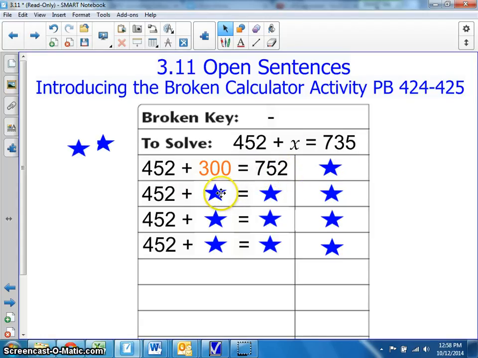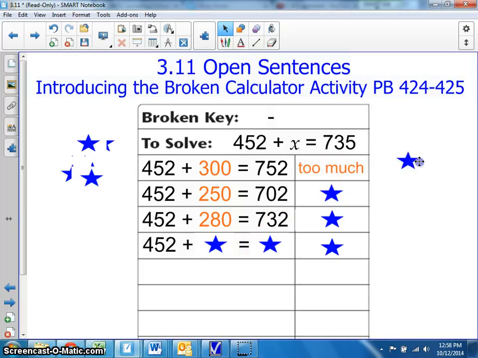It's going to be close to 300. Now, I know it's too big, so I'm going to go smaller. So I'm going to go 250. And when I add those together, I get 702. Oh, too small. So my answer's got to be between these two. I'm guessing and I'm checking. Now I'm going to pick a number between that. I'll do 280. And I add them together just how you always add. And I got 732. So that one is too much. That one is too little. That one is very close.